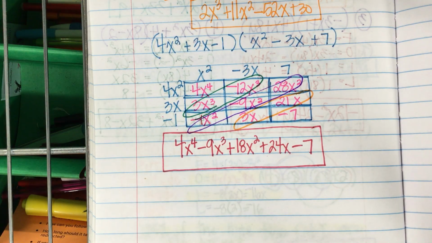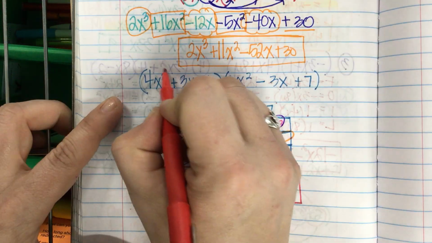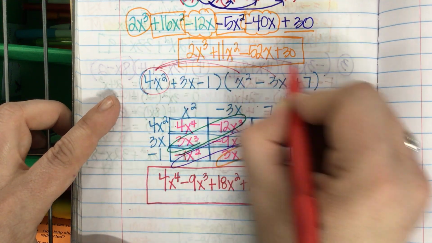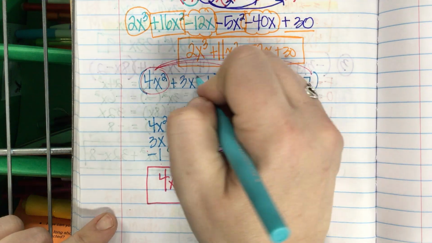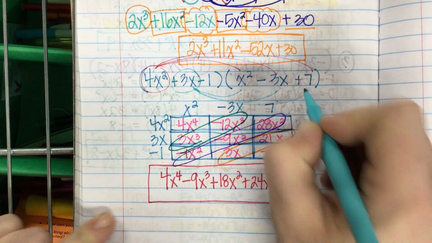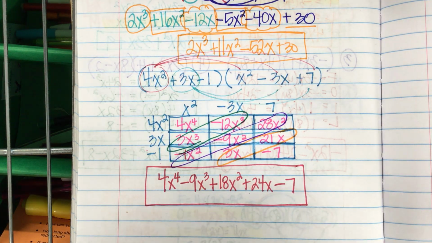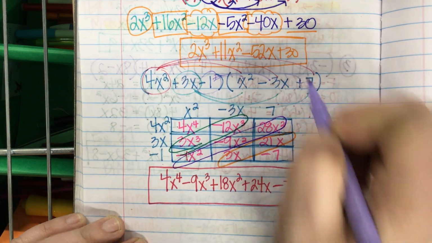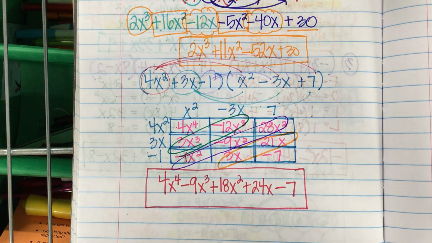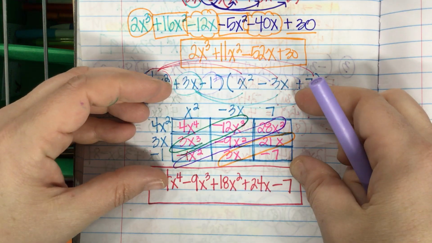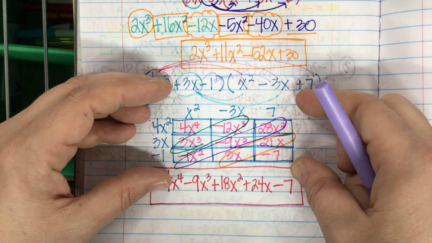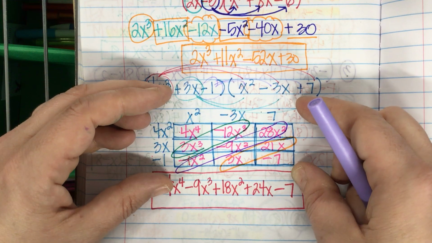You would have gotten the same thing had you taken this and distributed, right? And then you did this and distributed. And then you did this and distributed. You would have gotten the same thing. It would have just been in a very long line. And then you would have had to look through and see what were like terms and combine those. You'd get the same answer. The grid just makes it a little easier to visualize. It groups your stuff together.